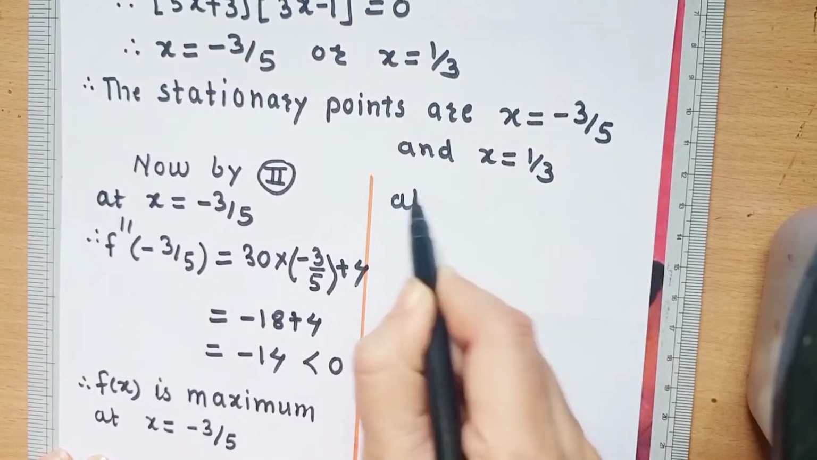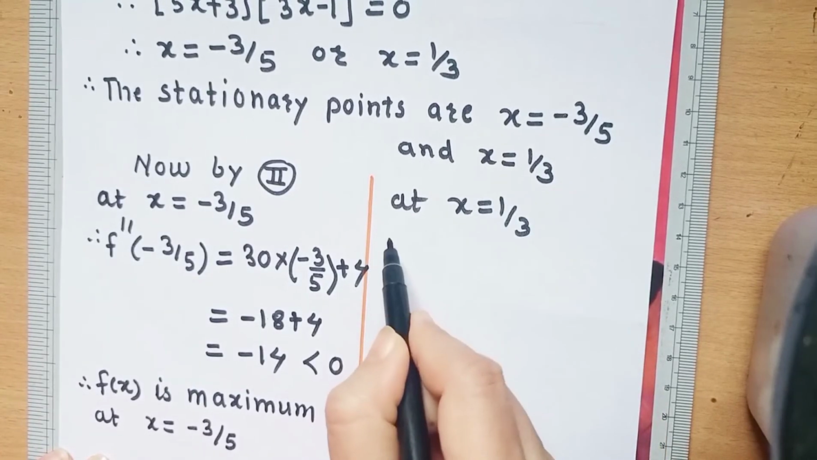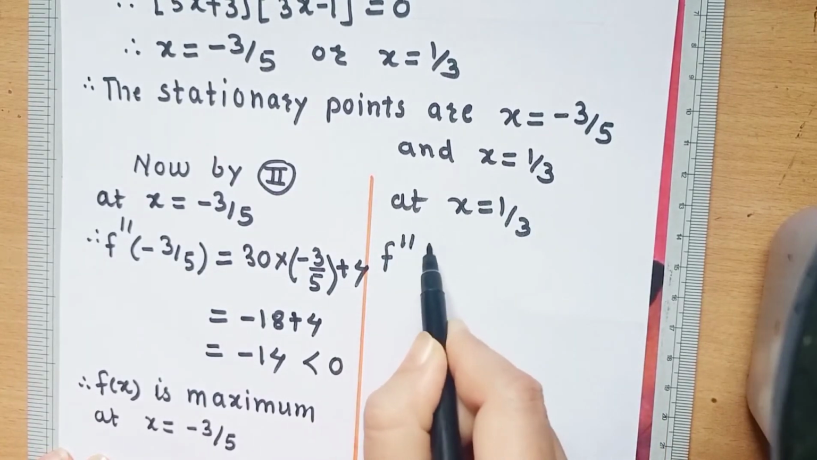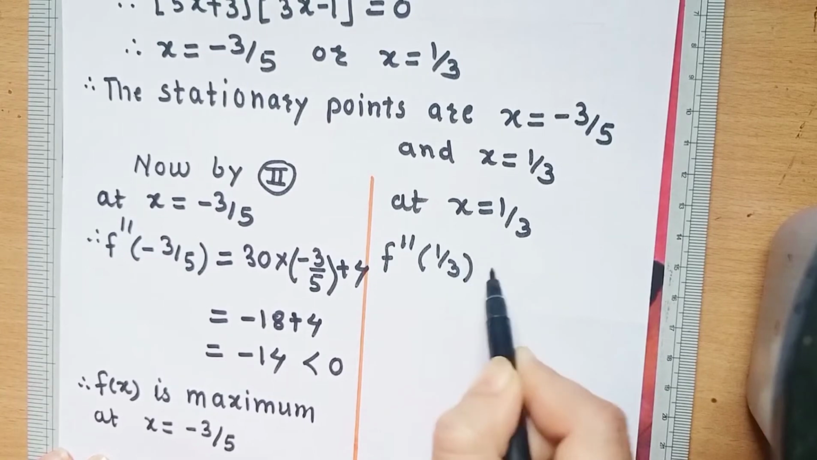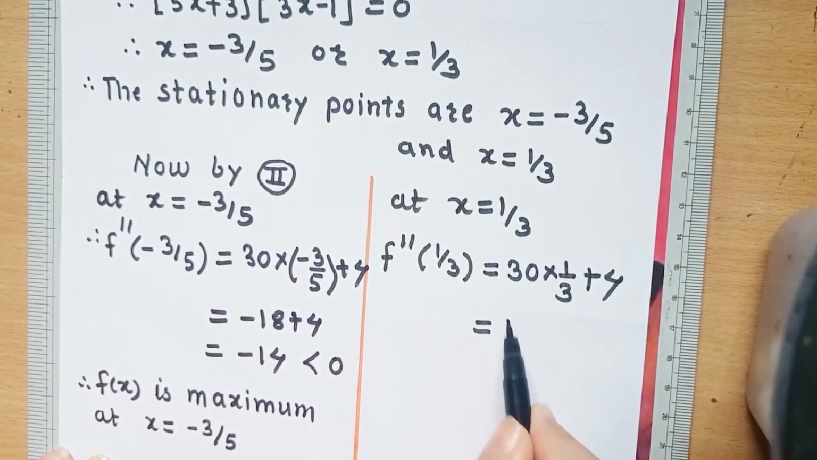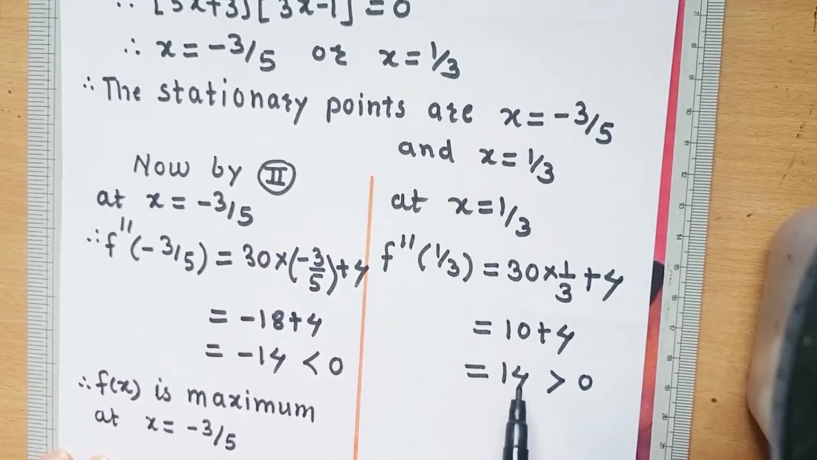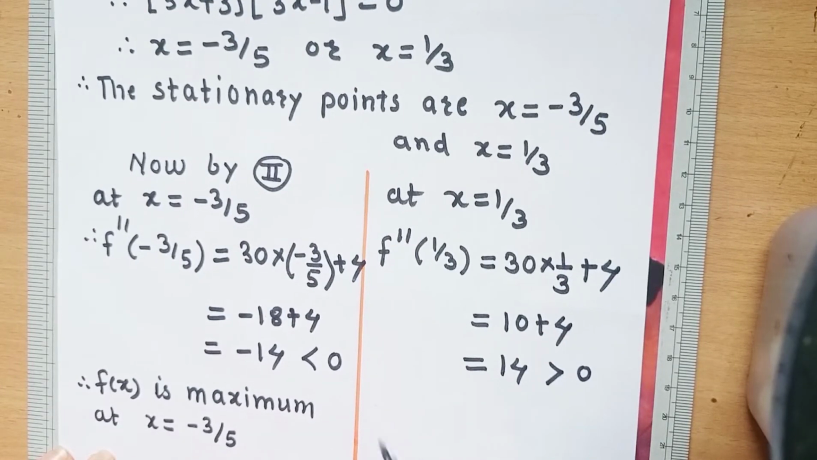Now at x equal to 1 upon 3, we will check. So f double dash of 1 upon 3. Now from 2 again we will substitute one third. So again 3 tens are 10, plus 4, and that is equal to 14, which is greater than 0. And we know that if the second derivative is greater than 0, then f of x is minimum.